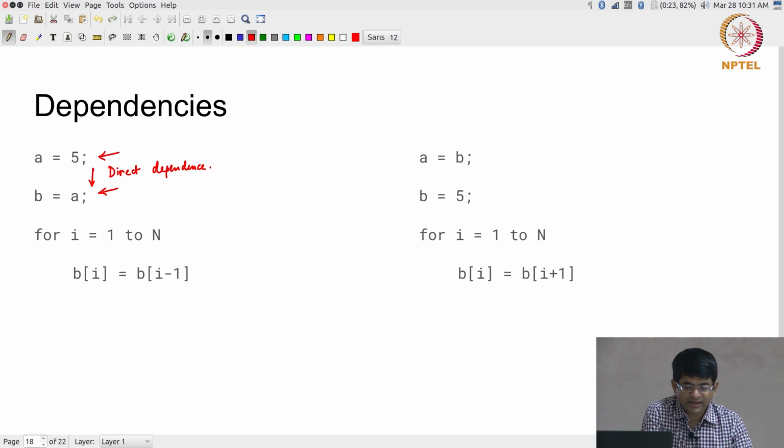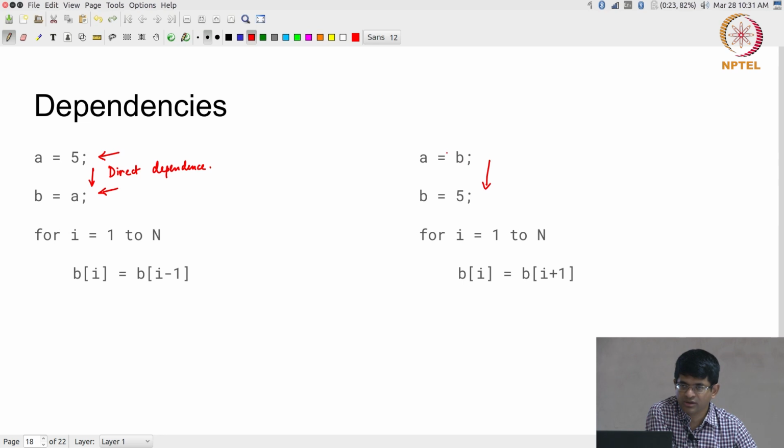And not only that, B has to get the value only after A has actually been updated. I might be able to do constant propagation and so on, that is a different story, but there is a true dependency between the value of A and the value of B over here. Contrast this with what you are seeing over here. Effectively this is a true dependence.